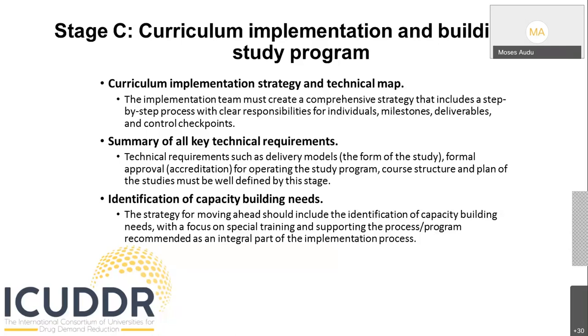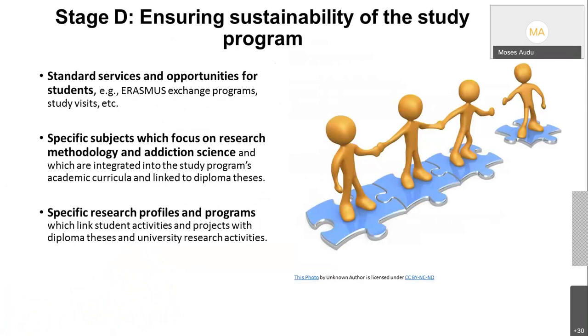Okay, let's go on. Stage D, you have to ensure sustainability of the study program. How do you sustain it? Will you just start a program and then it collapses or everything fails after 2 years or after the first batch graduates? No. So standard services and opportunities for students, e.g., there will be exchange programs and study visits. If you have exchange programs, it's better because you learn from each other and it enriches the program. Once you'll be able to have exchange programs.